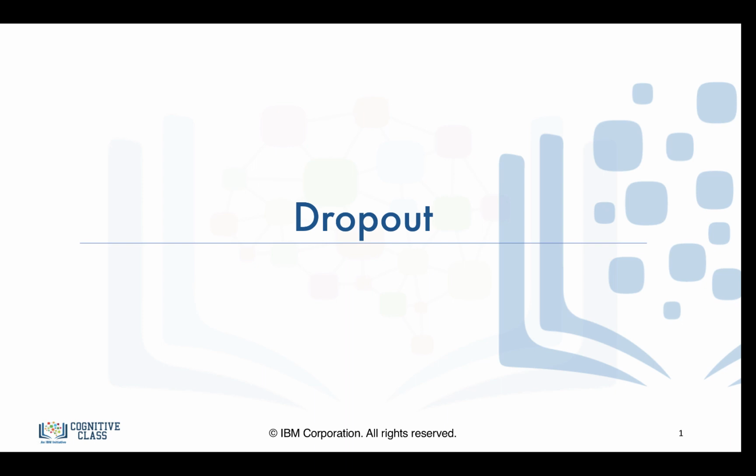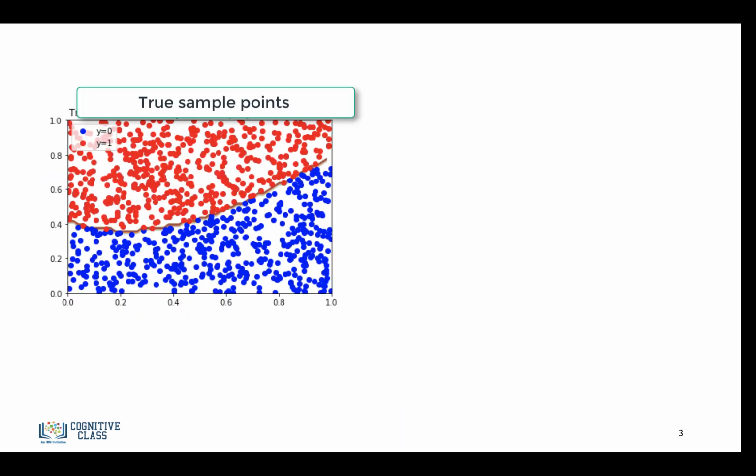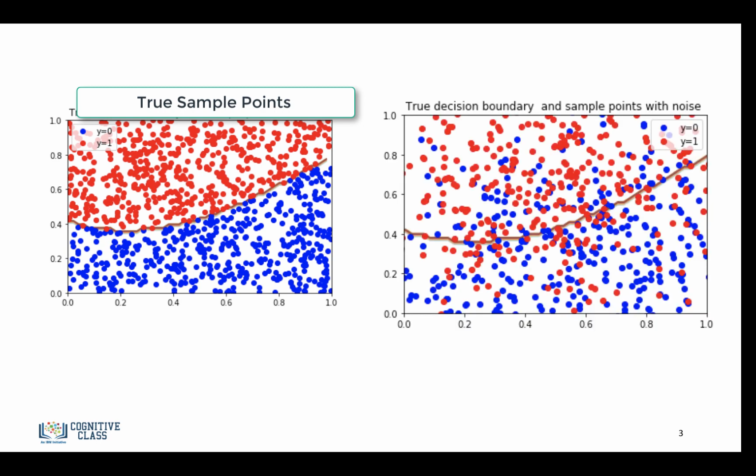In this video, we're going to discuss dropout. We'll discuss dropout, and then we'll discuss dropout in PyTorch. So as you recall, we have a decision boundary, and then we have samples, and y equals 1 is red, and y equals 0 is blue.